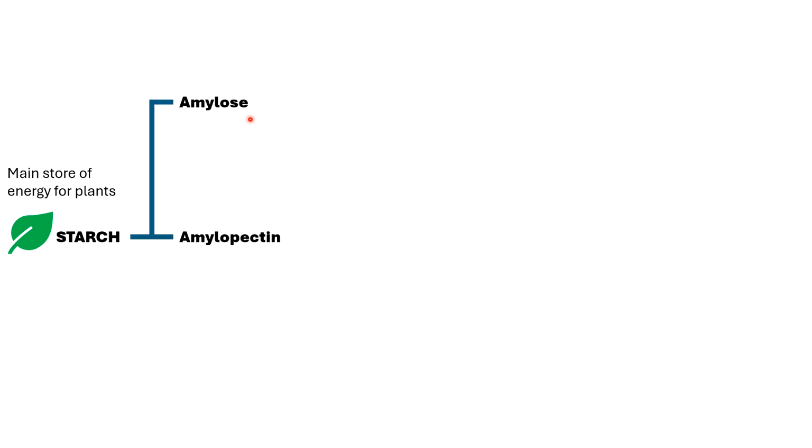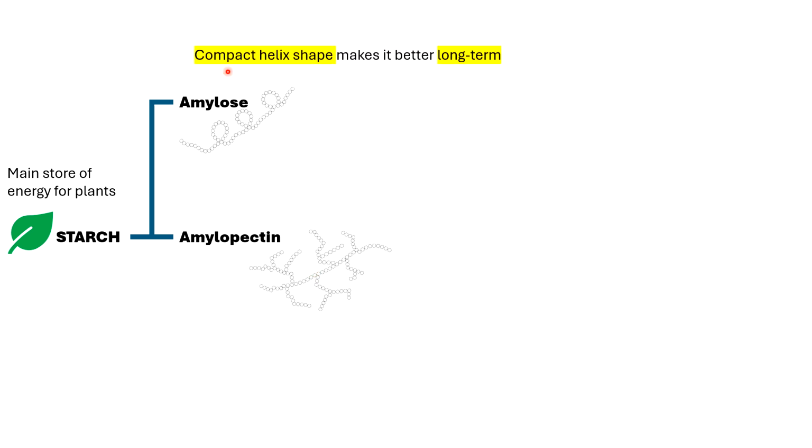Anyways, starch is the main store of energy for plants. For humans, it's glycogen. Okay. Now, starch can be divided into two types: amylose and amylopectin. We can see the different shapes of these. We'll see that amylose has a more coiled shape, and amylopectin is formed more like a tree with branches. Okay. Now, this is called a compact helix shape, and it makes it a better store of starch in the long term. Okay.